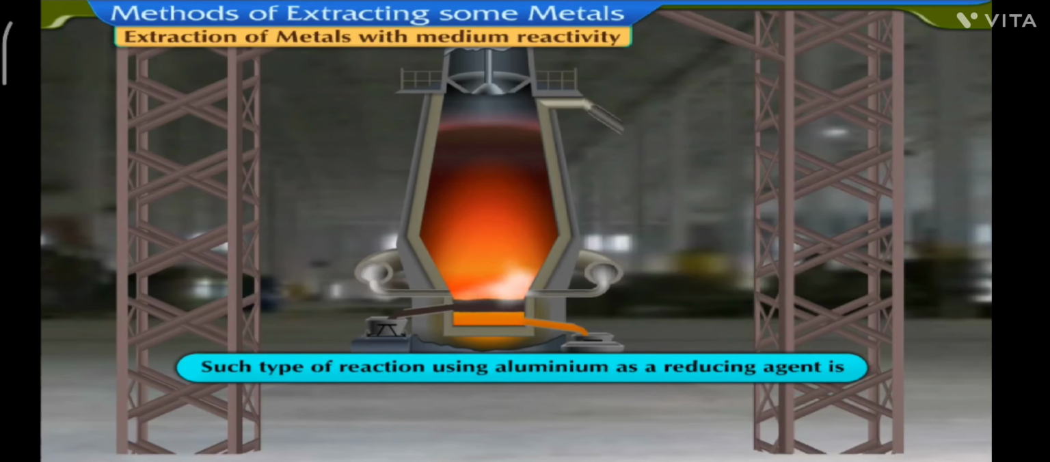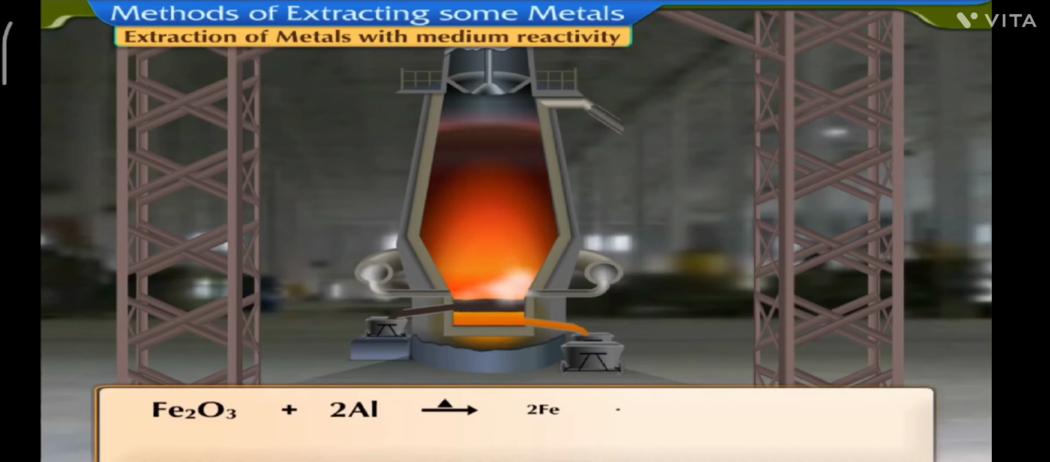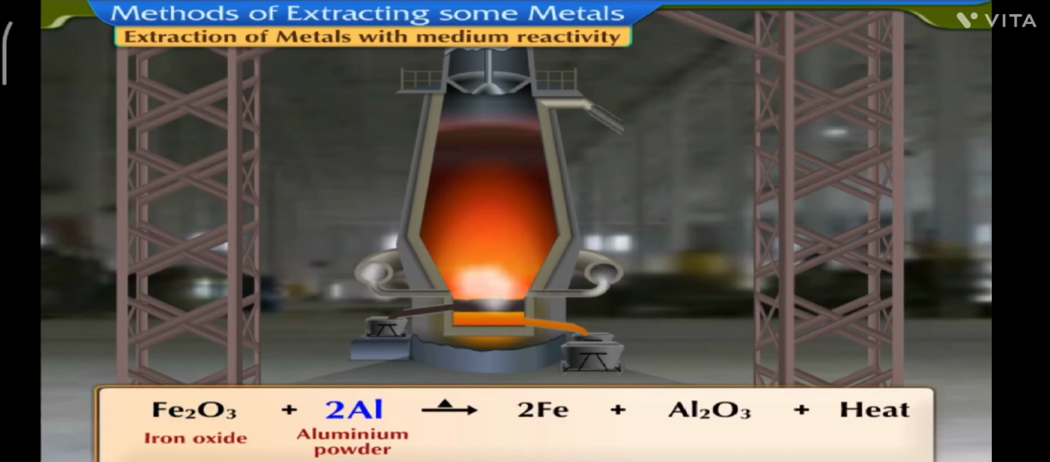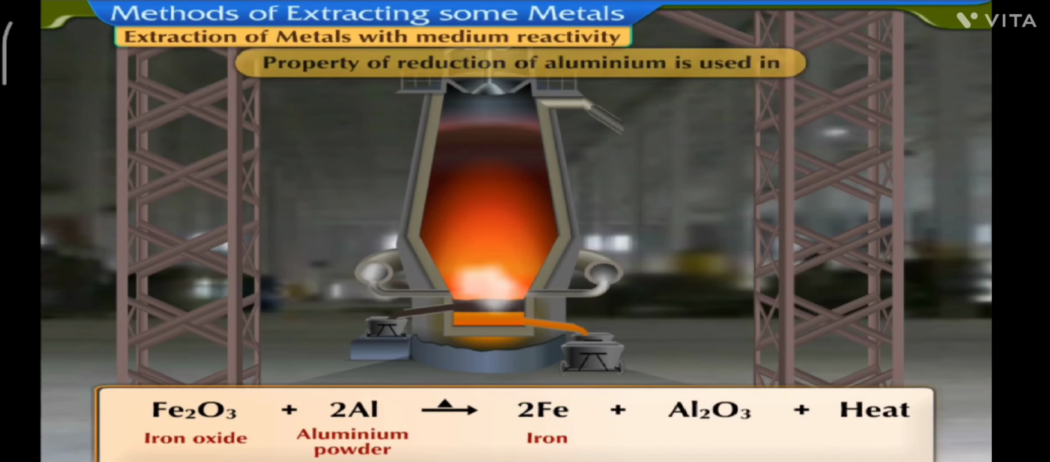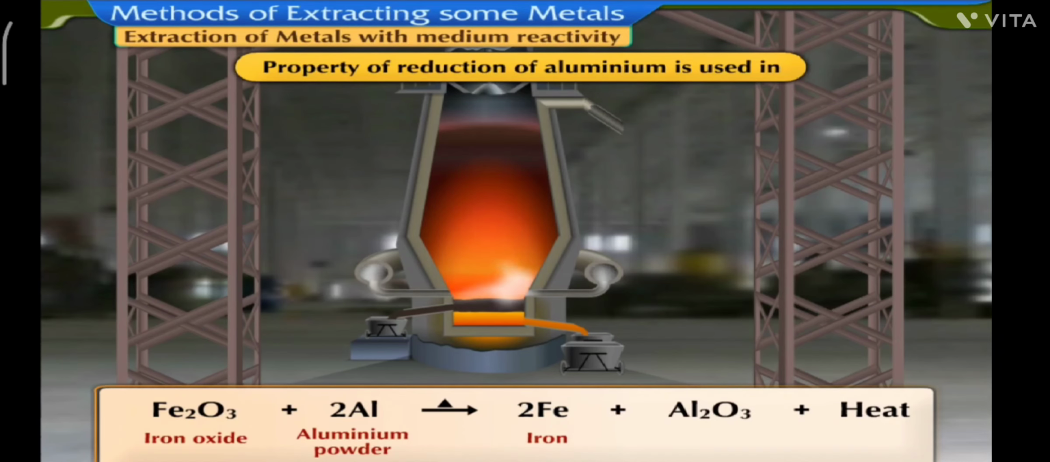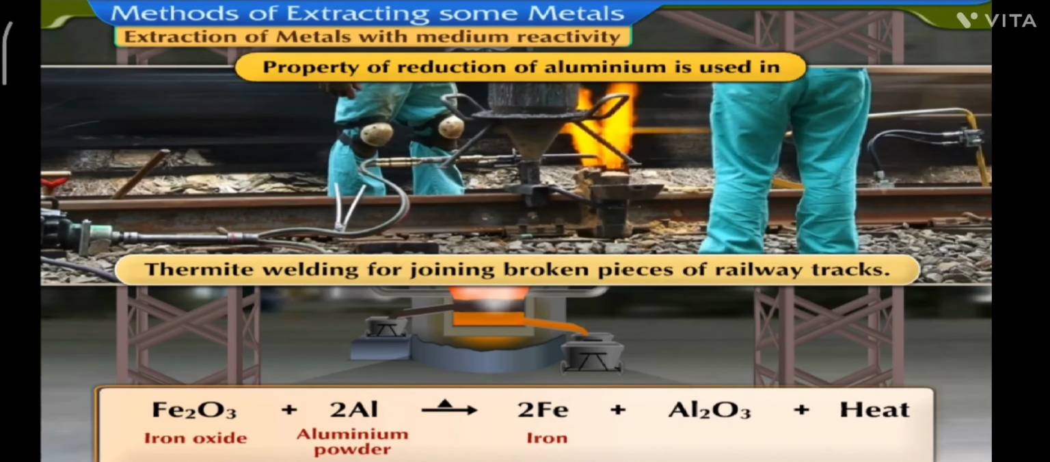Such a type of reaction using aluminium as a reducing agent is the thermite reaction. Here, iron oxide is reduced by aluminium powder to produce the metal iron in the molten state. This property of reduction of aluminium is used in thermite welding for joining broken pieces of railway tracks.